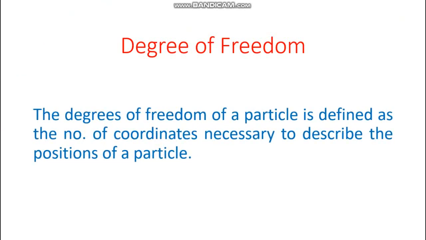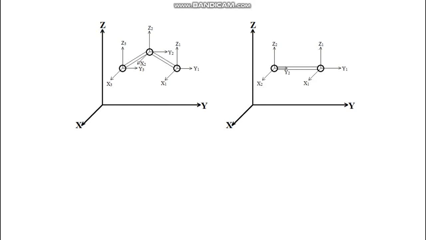So what about the degree of freedom of a molecule? The degrees of freedom of a particle is defined as the number of coordinates necessary to describe the position of a particle. So here, a particle has three axes, the x-axis, y-axis and z-axis. Now, in case of a molecule, it may be monatomic, diatomic or polyatomic. So in that case, each and every atom has three axes, the x-axis, y-axis and z-axis.